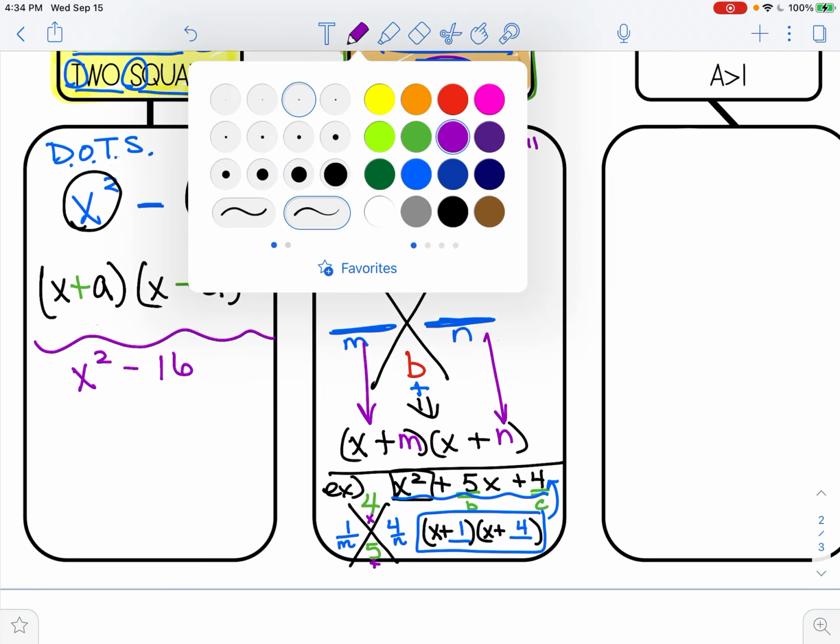So what we're going to do now is come back, set up the factors. We know x squared comes from x times x. 16 comes from 4 times 4. And because there's a difference in the middle, we know that 1's a plus and 1 is a minus. If I were to FOIL this again, I would come right back to x squared minus 16. So let's use that process that we just wrote down to solve this.